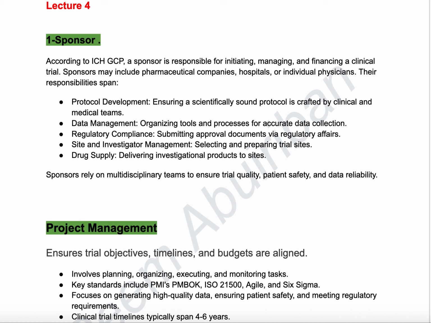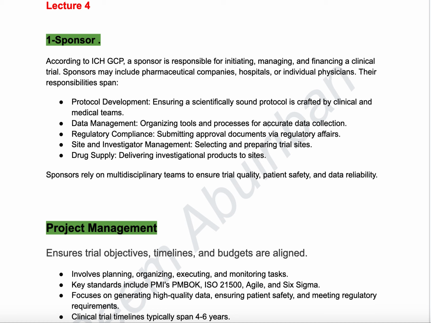Sponsor. According to the ICH GCP, the sponsor is responsible for initiating, managing, and financing a clinical trial. Sponsors may include pharmaceutical companies, hospitals, or individual physicians. Their responsibilities span protocol development, ensuring a scientifically sound protocol is crafted by clinical and medical teams.